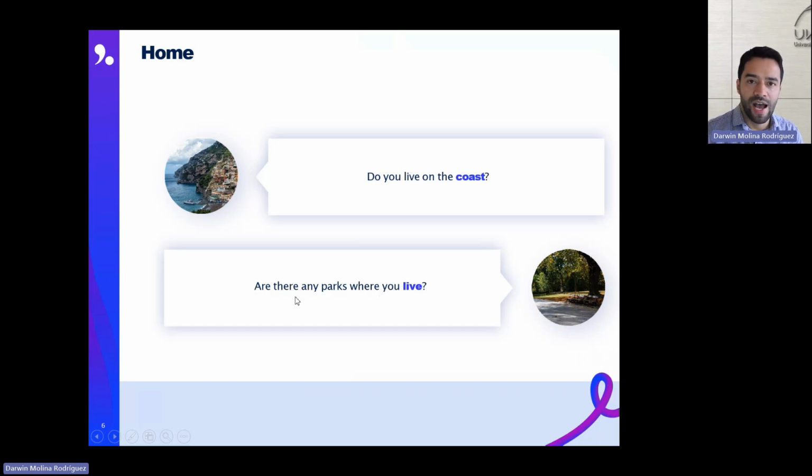Are there any parks where you live? Are there significa hay. Cuando hablamos de descripción de lugares utilizamos hay. Entonces, ¿hay parques donde vives? Yo digo, sí, sí hay parques. Yes, there are many parks. Or no, there aren't. There aren't parks in negative.